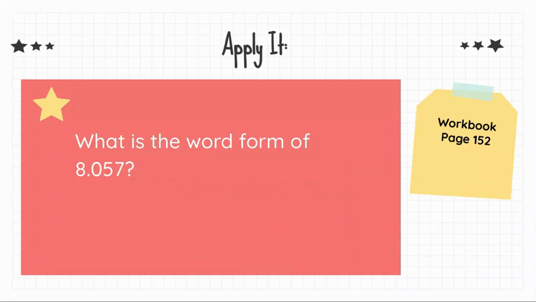Your last apply it problem today is another what is the word form of 8.057. Now you'll see, don't get tricked up that you have a whole number in front of your decimal. The decimal point in word form, you're going to use the word and. So blank and blank blank, whatever place value.